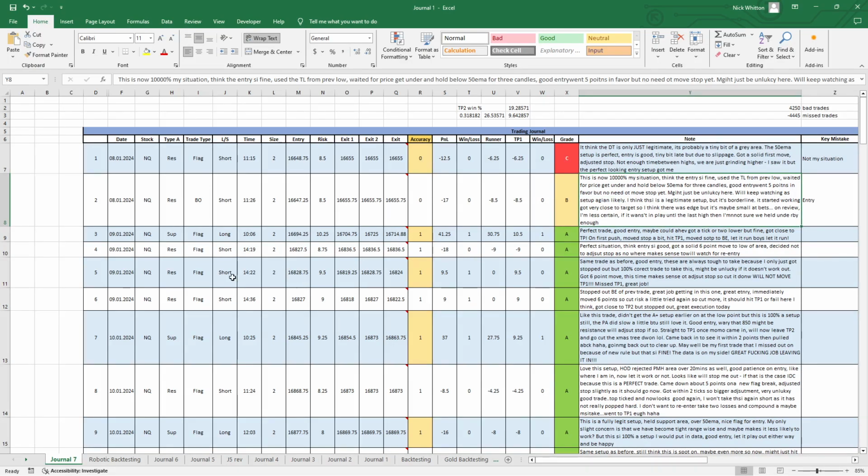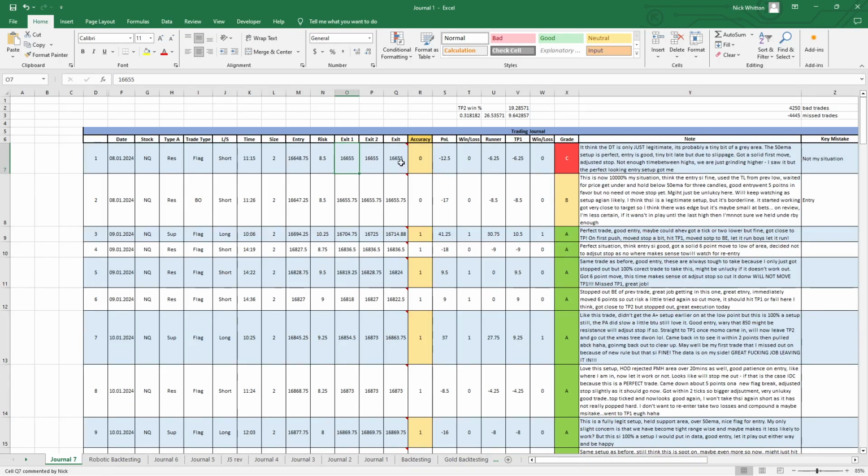But what I do is every single trade that I take, I put in the date. I have stock here because I used to trade stocks, but this is going to be NQ the whole time. I then put in whether I'm using a support or resistance, whether I'm getting in a flag or a breakout, whether I'm long or short, the time, the position size I take, my entry, my risk, my two exits. This is all very basic stuff. Like this is the bare minimum of what you need to put in. But then what I have is where the real value comes in.